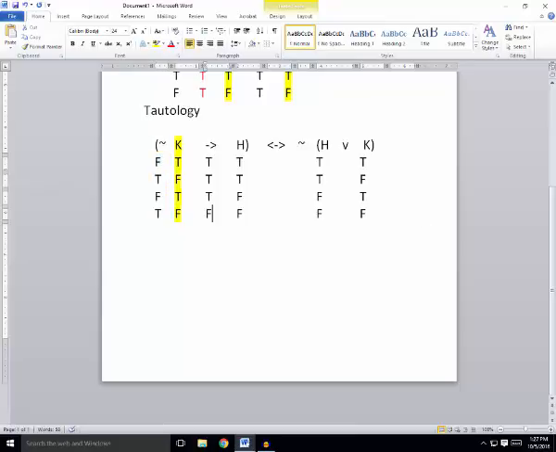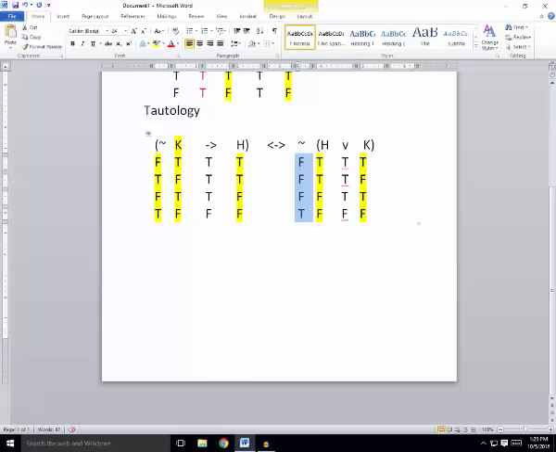Meanwhile, on the other side of the double arrow, we start inside the parentheses. The rule for wedge is that it's true as long as at least one side is true. So we only get false on the last assignment. And now we proceed to the negation on the other side of that. Let's remember to cross off the values for H and K. The negation applies to the result from inside the parentheses. So we get that it's false on all the assignments except for the last one, where the statement inside the parentheses is false.